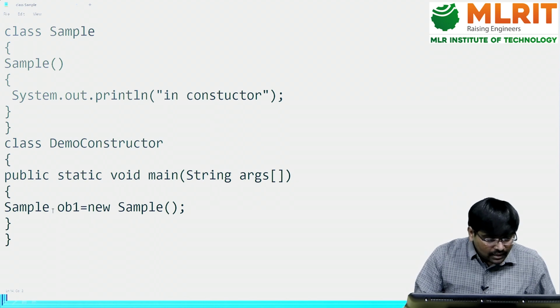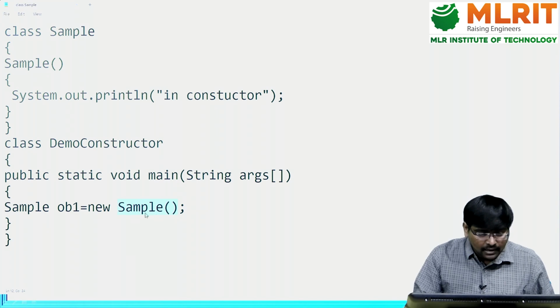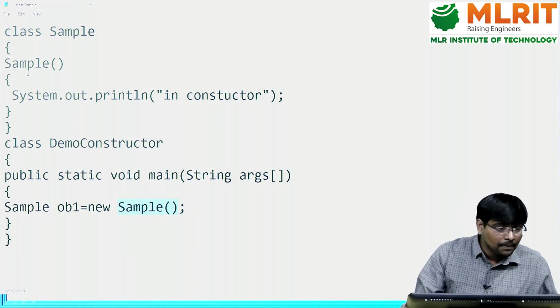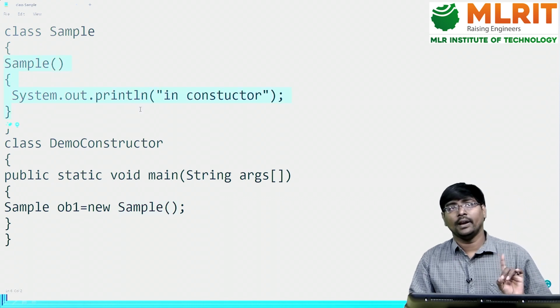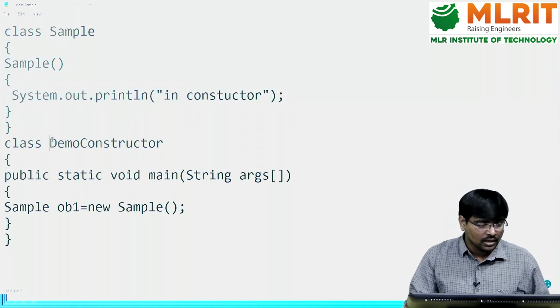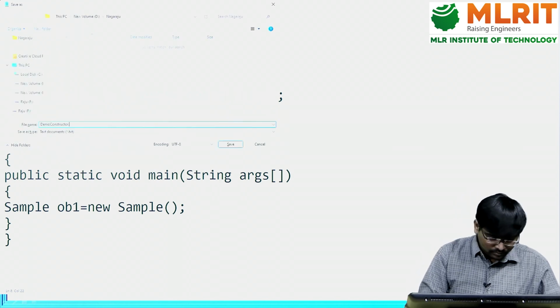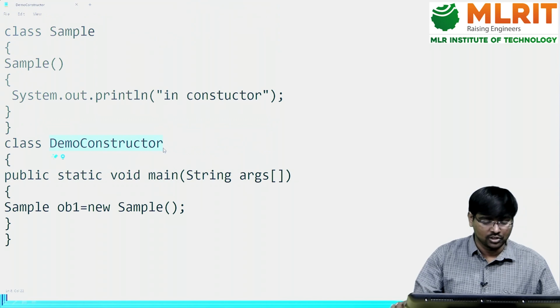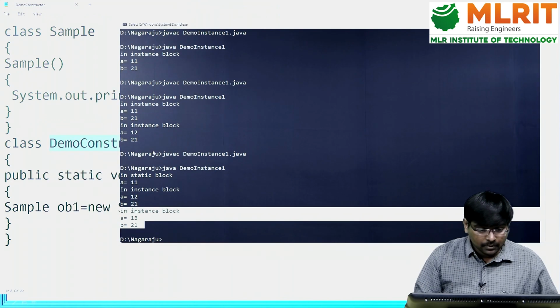Whenever we are creating an object, the constructor Sample, like methods, chooses this one, Sample(). Is Sample() available? Yes. The constructor is executed automatically during object creation. Now save this as .java. Go to the command prompt.